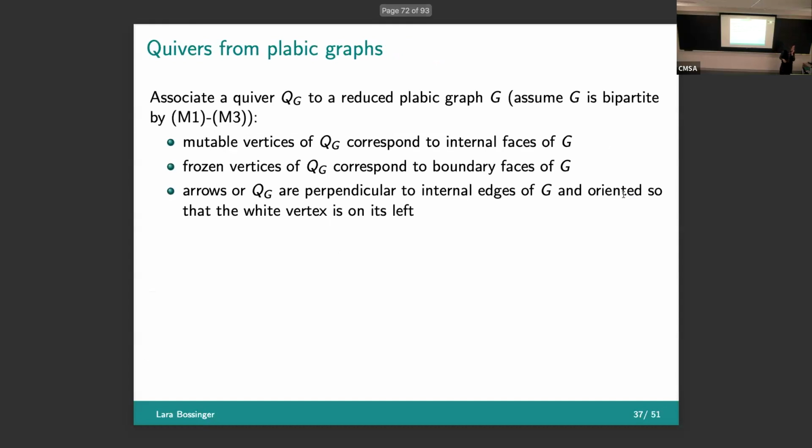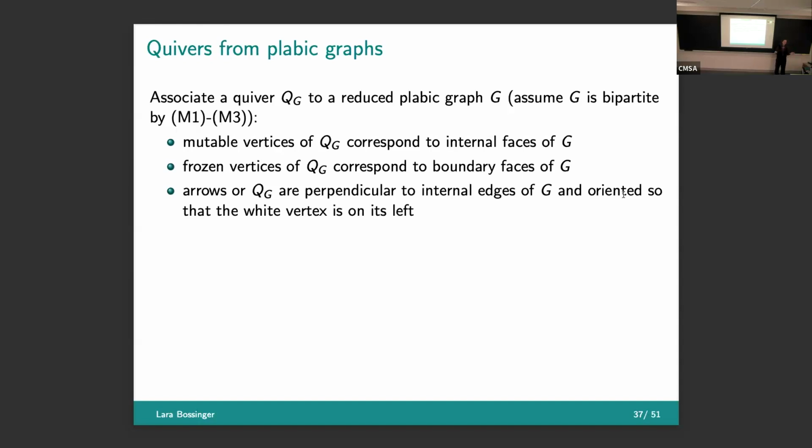Okay, so then the last thing for today, let's see how we can generalize from the Grassmannian Gr(2,n) to the Grassmannian Gr(k,n). And we're going to do that using plabic graphs. If we have a plabic graph, we're only going to be working with reduced plabic graphs from now on. We can assume, as you checked in the exercise, that it is bipartite, that all edges connect black and white vertices. And then we can associate a quiver to the plabic graph using the following steps.